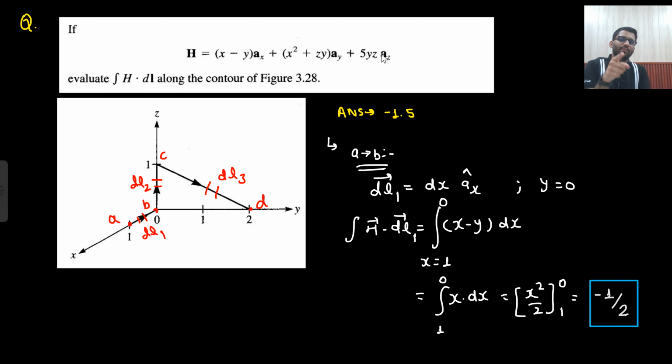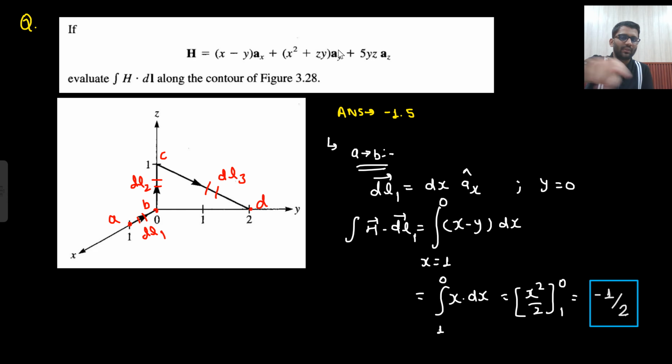So dot az: 5yz. Because I am doing the dot product with az only, this will be 0, this will also be 0, and only this will come into action. So 5yz into dz, and the limit of z will go from 0 to 1.